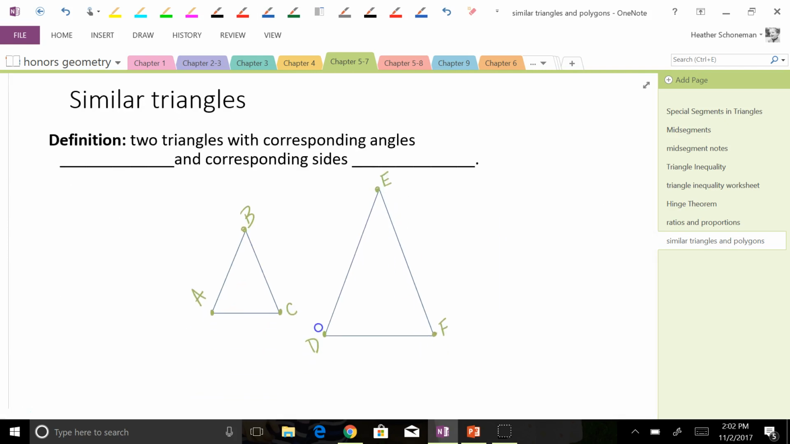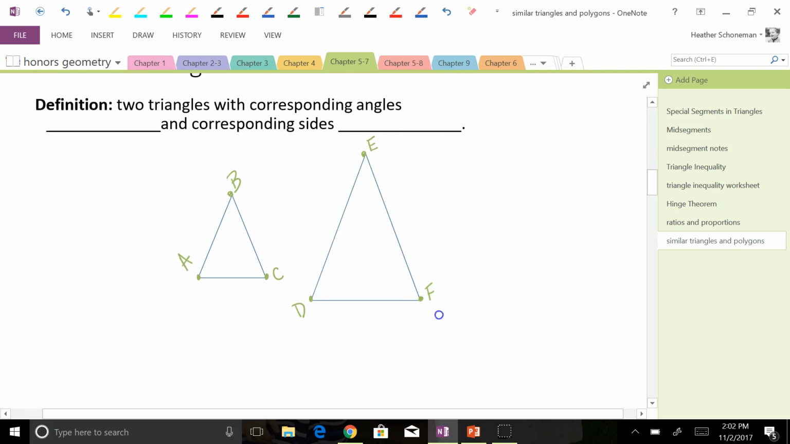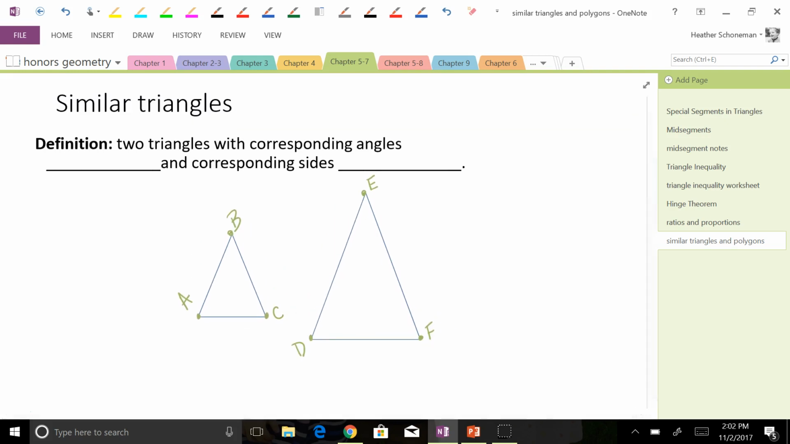Okay, so let's figure out what similar triangles are, and this applies to similar triangles or similar polygons. Doesn't really matter what the shape is. The definition is two triangles with corresponding angles congruent and corresponding sides proportional.